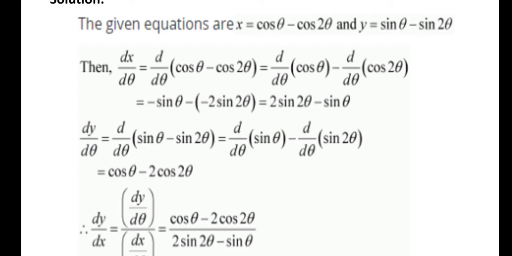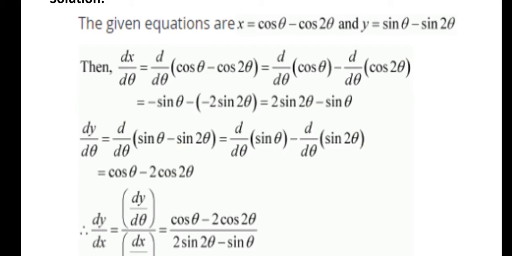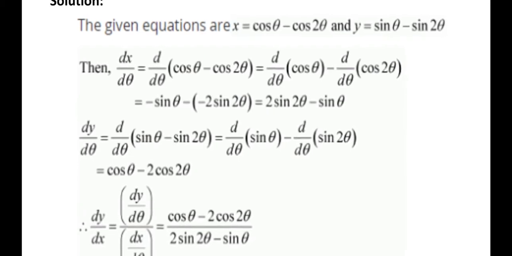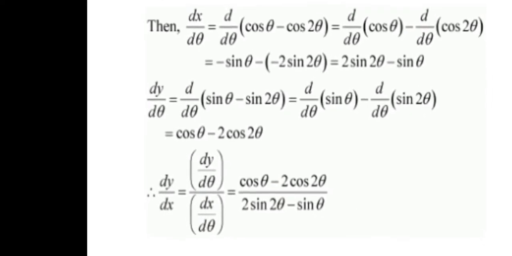Next, when you do dy by d theta, d by d theta of sin theta minus sin 2 theta, so d by d theta of sin theta minus d by d theta of sin 2 theta. Sin theta gives cos theta, minus d by d theta of sin 2 theta, which is 2 cos 2 theta.